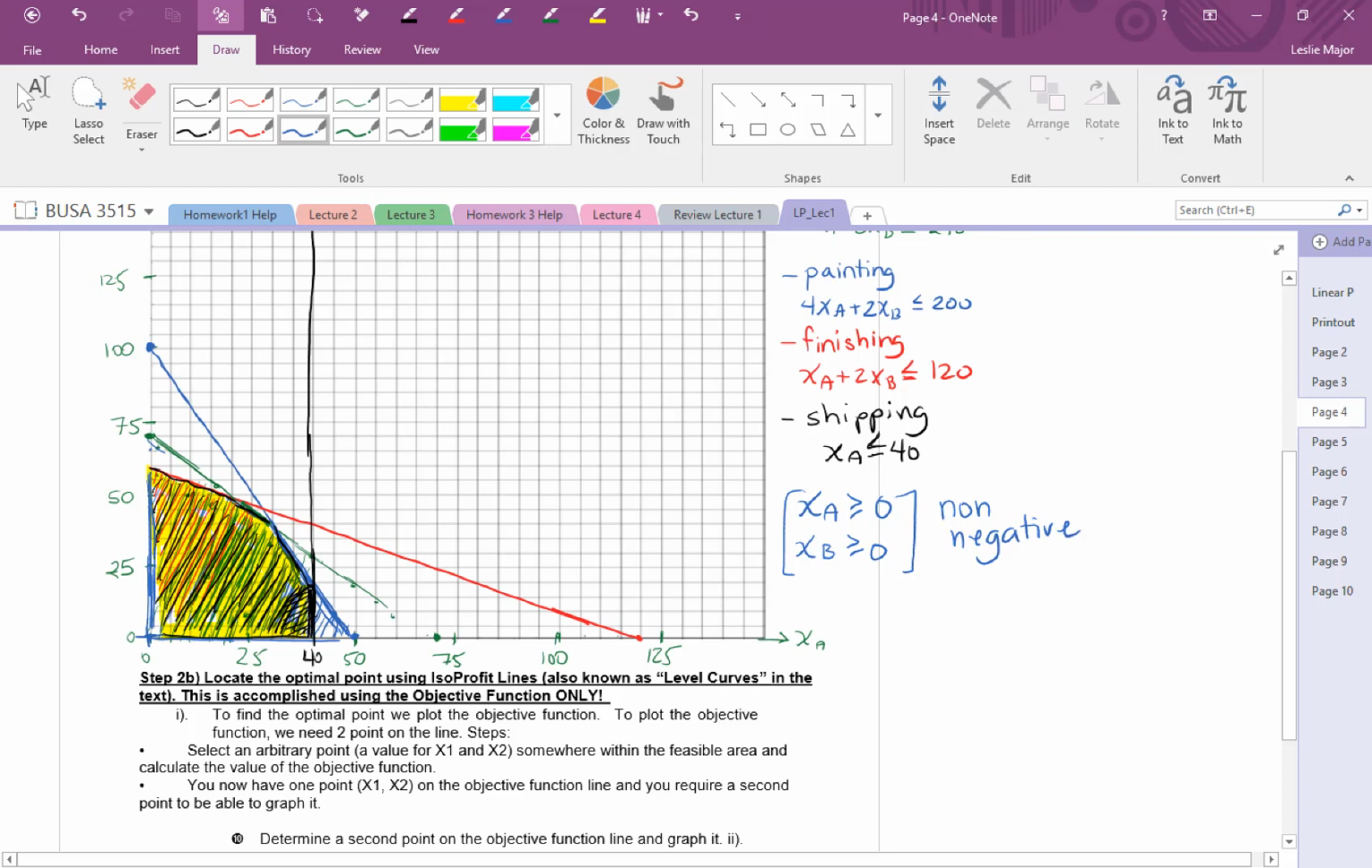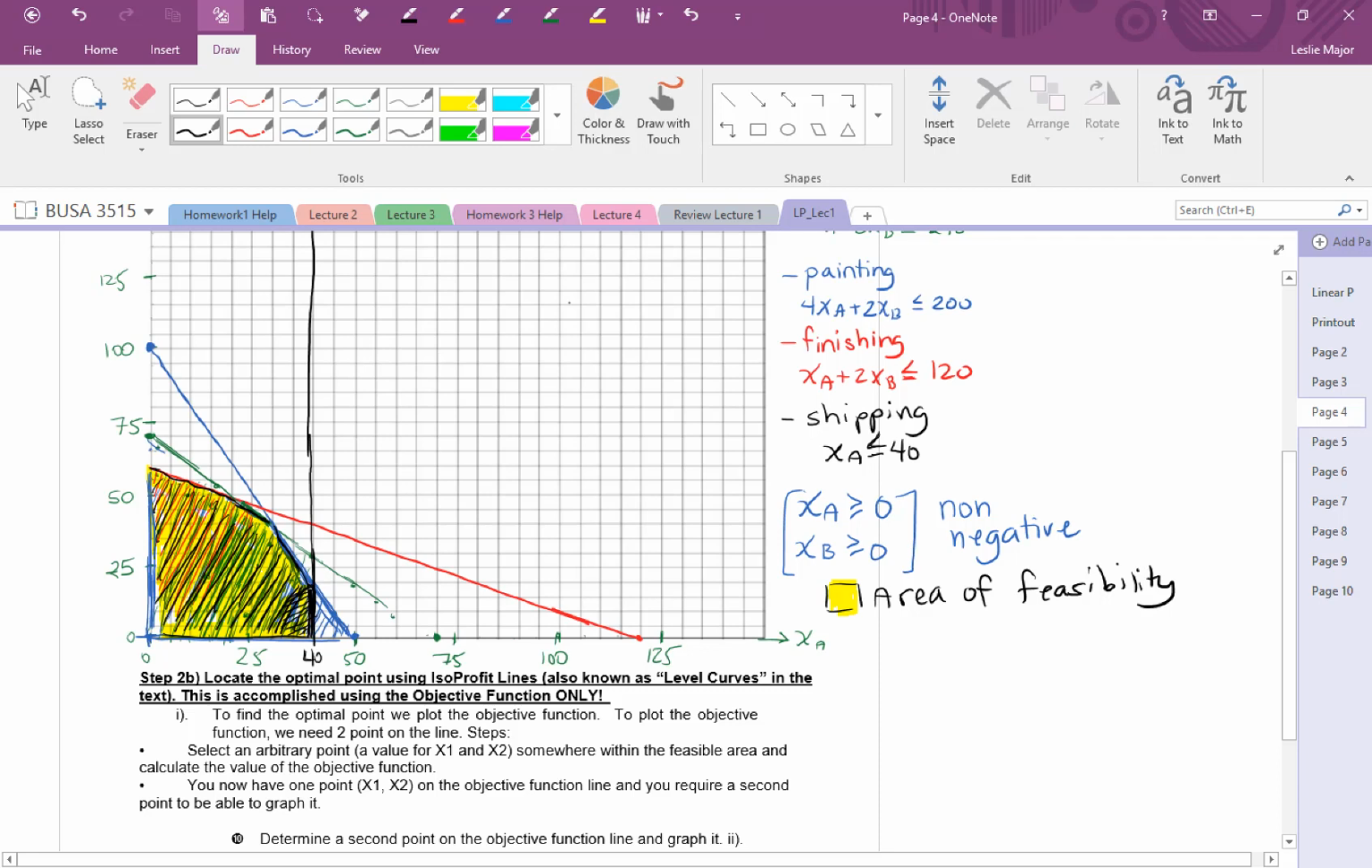So this yellow shaded area, this one that I created, let's just define it here. That's called our area of feasibility. Okay, so we have now defined that.